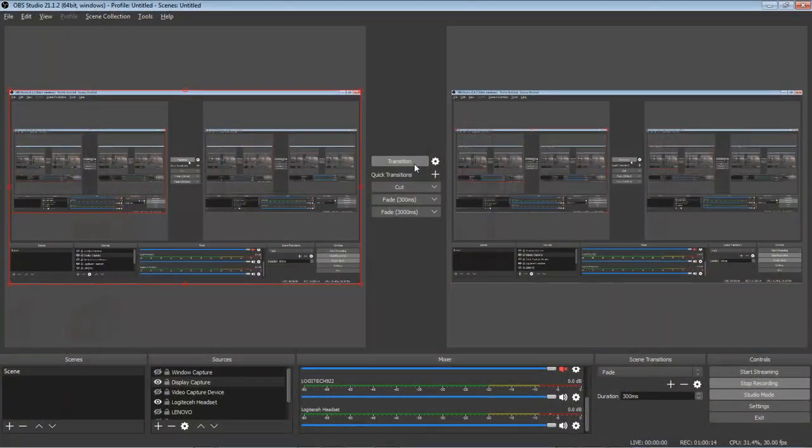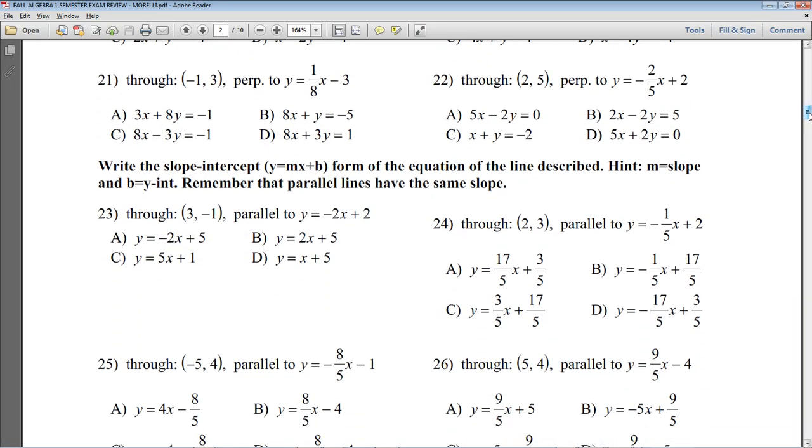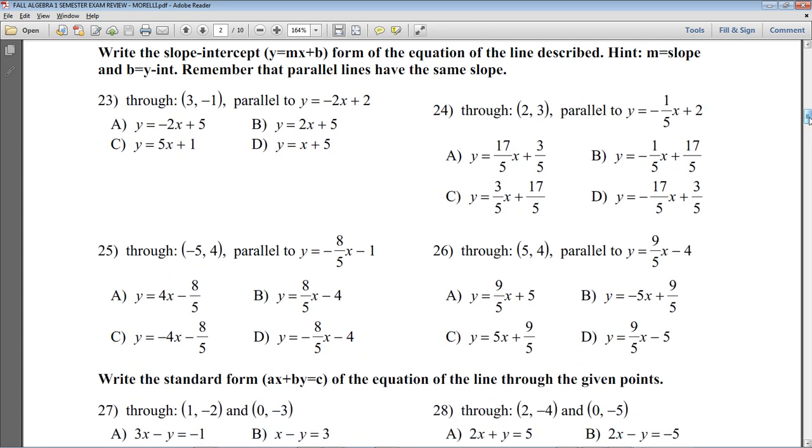Okay, so let's go look at our next section in our homework. The next section says, write the slope-intercept form of the equation of the line described. All right, hint, m equals slope, b equals y-intercept. Remember that parallel lines have the same slope. Okay, so this is going to be a little bit easier than the previous section because the answer choices are all given to us in slope-intercept form.